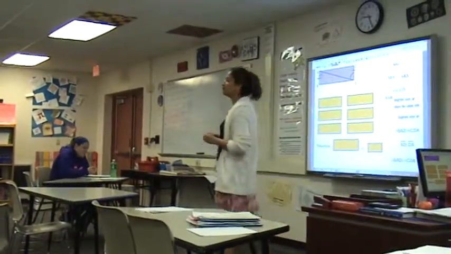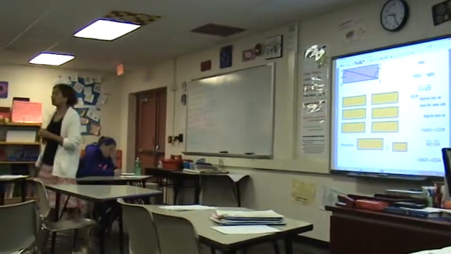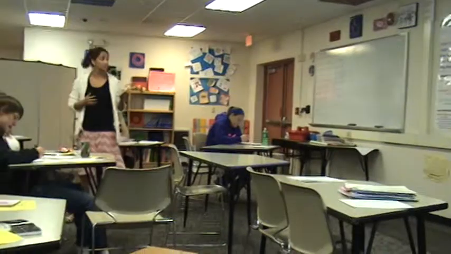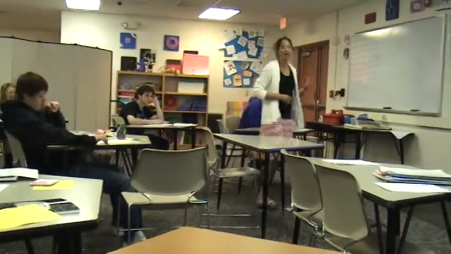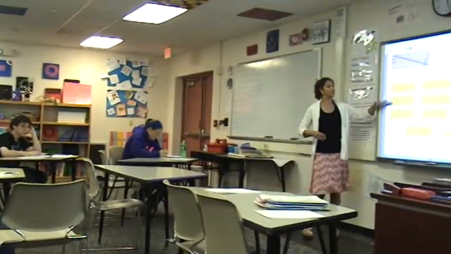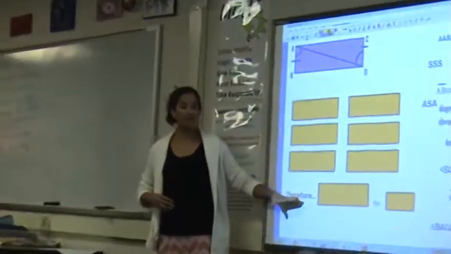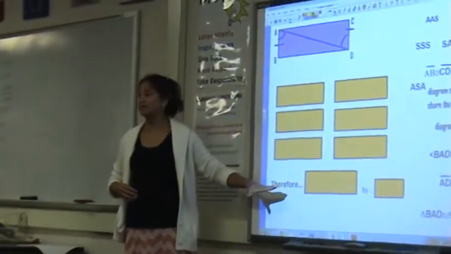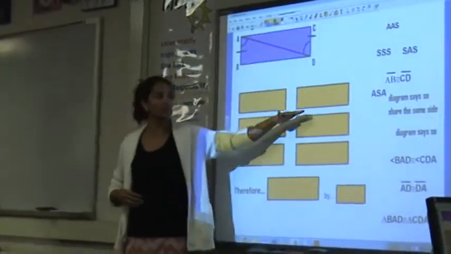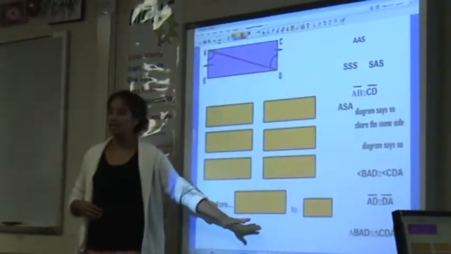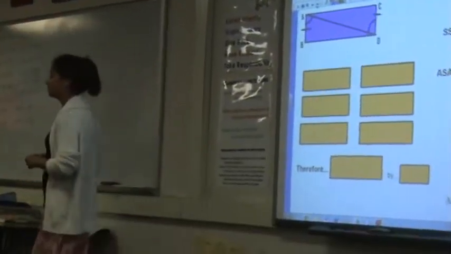Alright, so here's your first proof, the one with the rectangle. If you look at that, what do you notice? It's a rectangle. What do you notice as far as the blanks we have to fill in? There are 6. You need 3 statements with 3 reasons, then your conclusion statement and why the triangles are congruent.